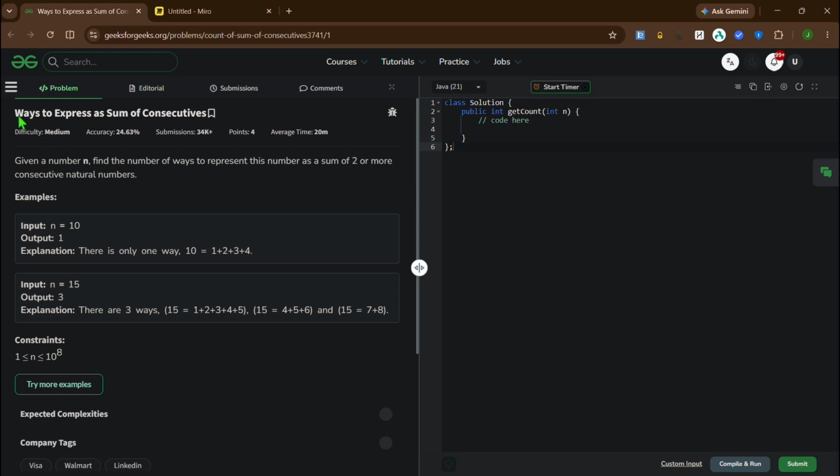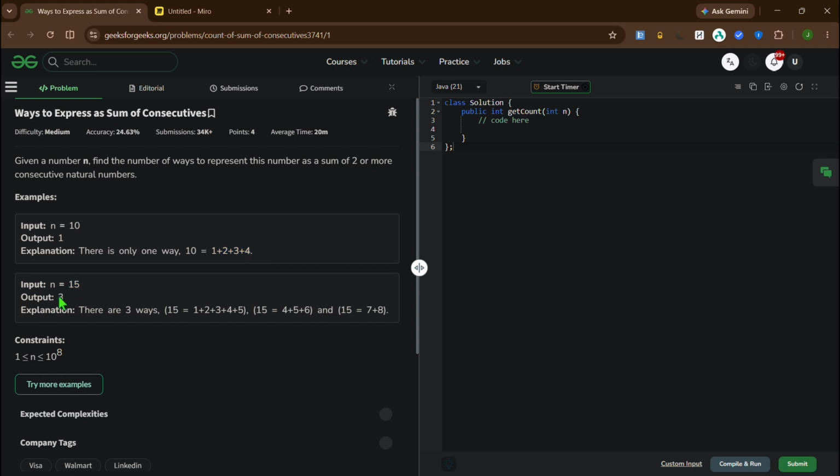Guys, today we are going to solve "Ways to Express a Sum of Consecutives". In this problem, a number is given and we have to find the total number of ways to write it as a sum of consecutive numbers. For example, if the number is given as 10, then there is only one way, and it is 1 plus 2 plus 3 plus 4.